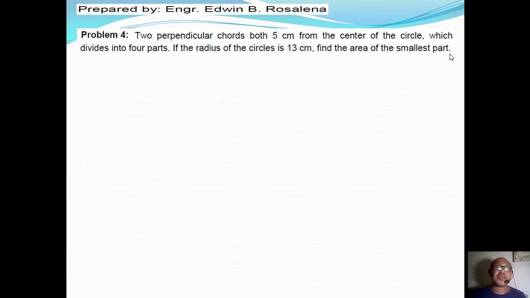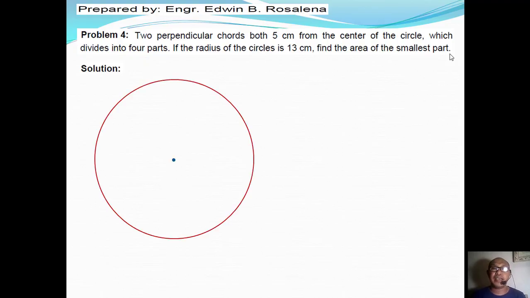Okay. So, let us draw. We have a circle. Then I will draw two perpendicular chords to the circle. So, I have there each chord measuring 5 centimeters from the center of the circle.